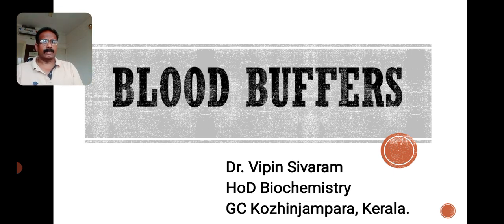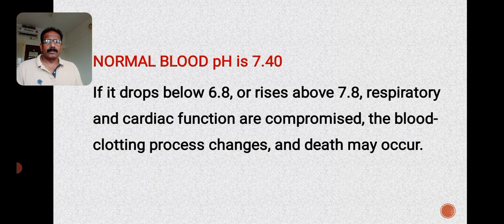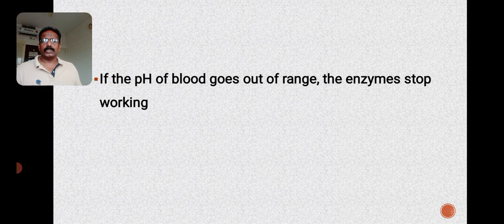The pH of normal blood, as we know, is around 7.4, and if it drops below 6.8 or goes above 7.8, it will lead to some sort of respiratory complications or cardiac malfunctions. The blood clotting process may change, and it can be fatal. It can even lead to death. The change of pH can affect so many biological processes.